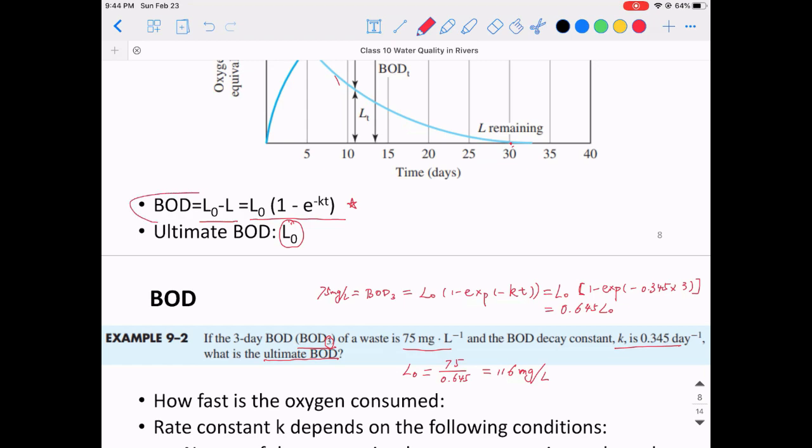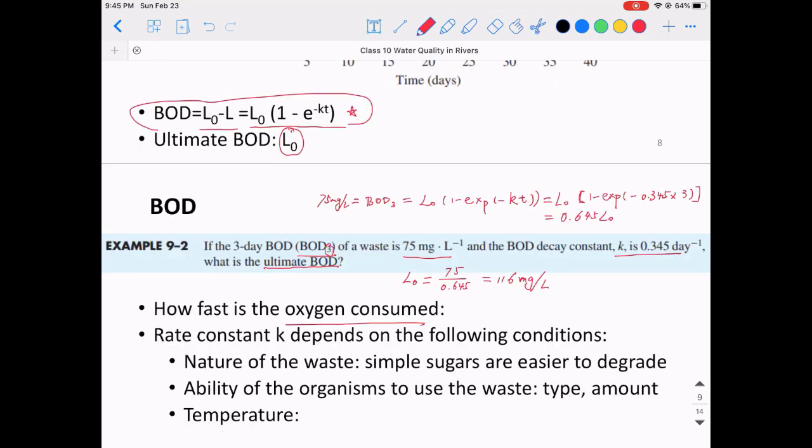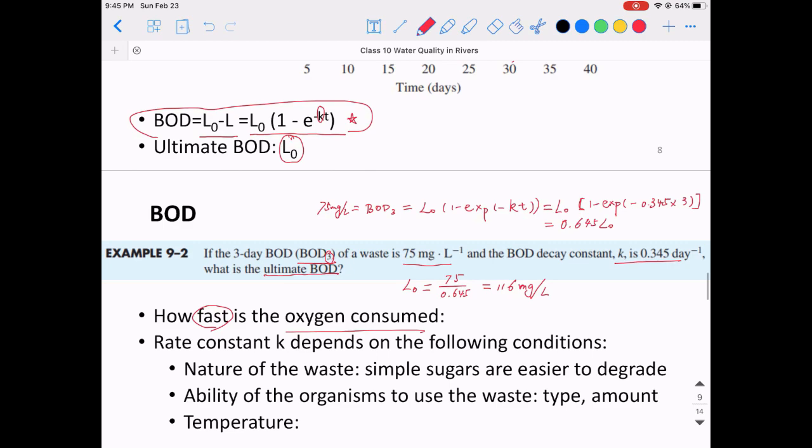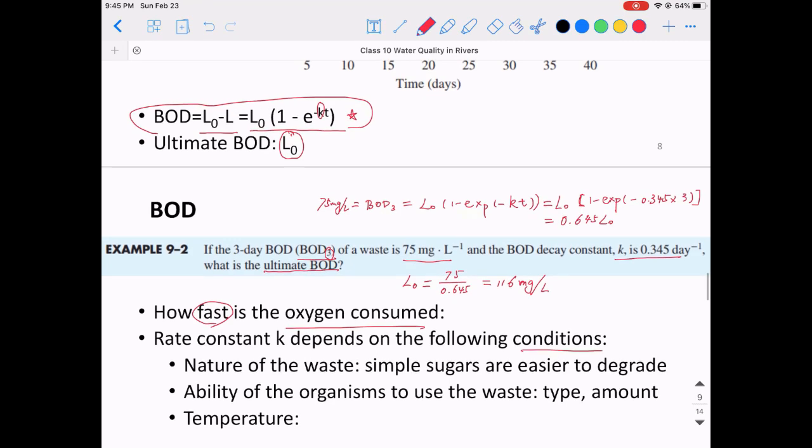Okay, so basically this equation tells us what the BOD is at any time, but it doesn't tell us how fast the oxygen is being consumed. So if we talk about how fast the reaction is, it's always involved in the reaction kinetics. And we know that reaction kinetics is closely related with this rate constant here, okay? So this rate constant depends on the following conditions that determine how fast this reaction is.